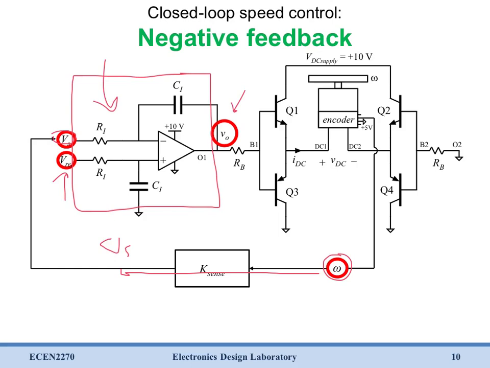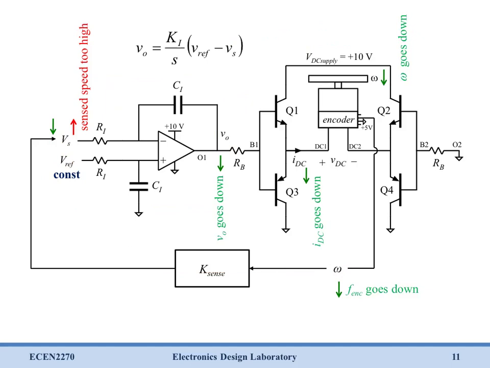This is how we're going to get the correct V out to give us the omega we want without having to manually adjust V out. It's just going to be based on the difference between Vs and V reference. So let's just take a look at how this works.